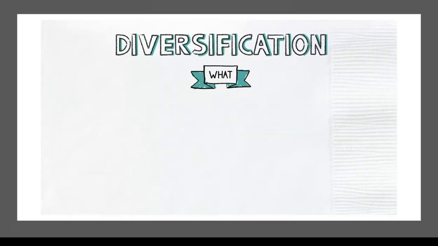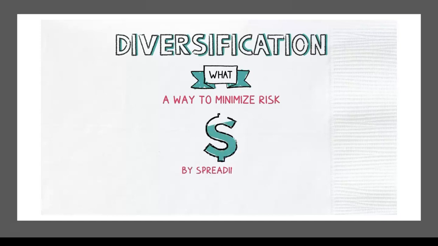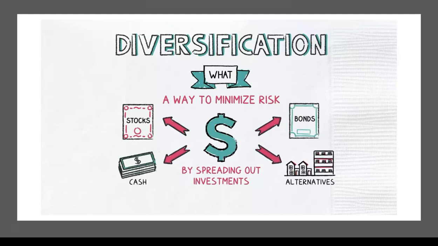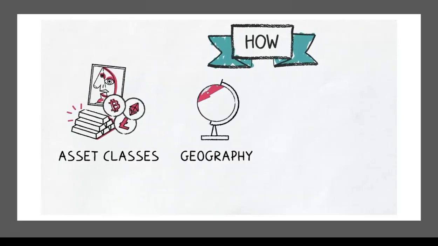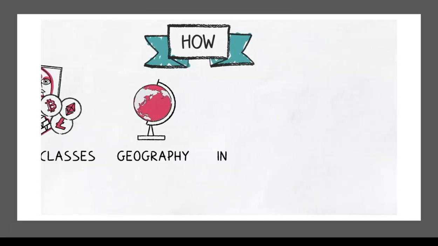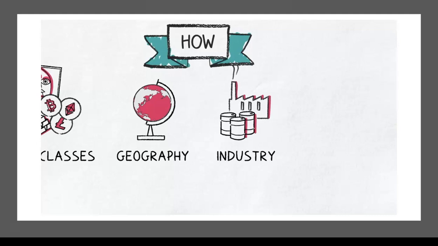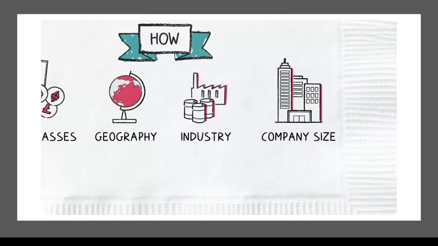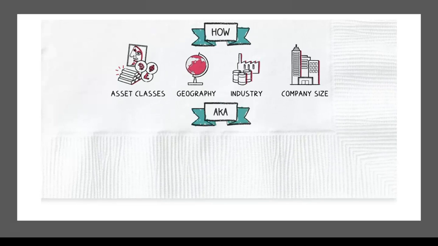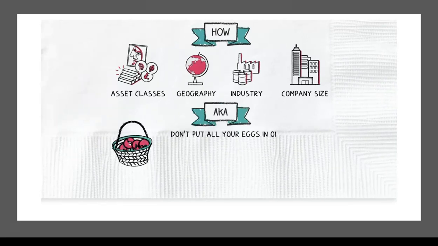Diversification is a way to minimize risk in your portfolio by spreading out your money with different types of investments, such as stocks, bonds, cash, and alternatives. There are many ways you can diversify your investment portfolio, including with asset classes by investing in a mix of stocks, bonds, and other investment types, geography by investing in stocks and bonds from different countries or regions, industry by holding investments across many different parts of the economy like technology, healthcare, and energy, company size by investing in stocks of large companies and small companies. Diversification is the financial world's version of that old saying, don't put all your eggs in one basket.